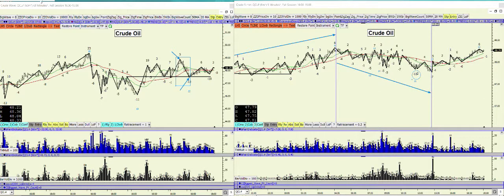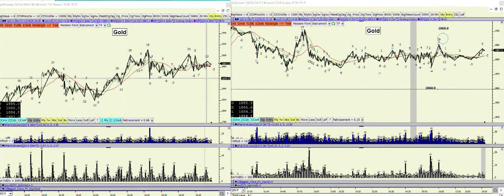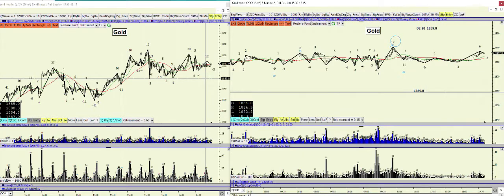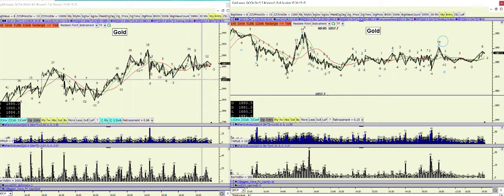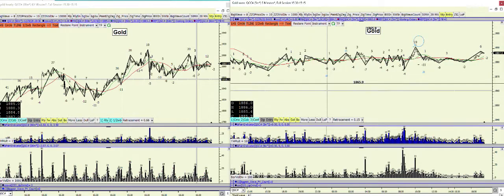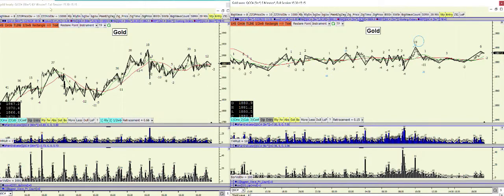So let's move on to another market. This is gold. Long story short, this is a really nasty market to day trade. It's always been that way. Just stay away from it. That's all I've got to say. All right, moving on to the next.